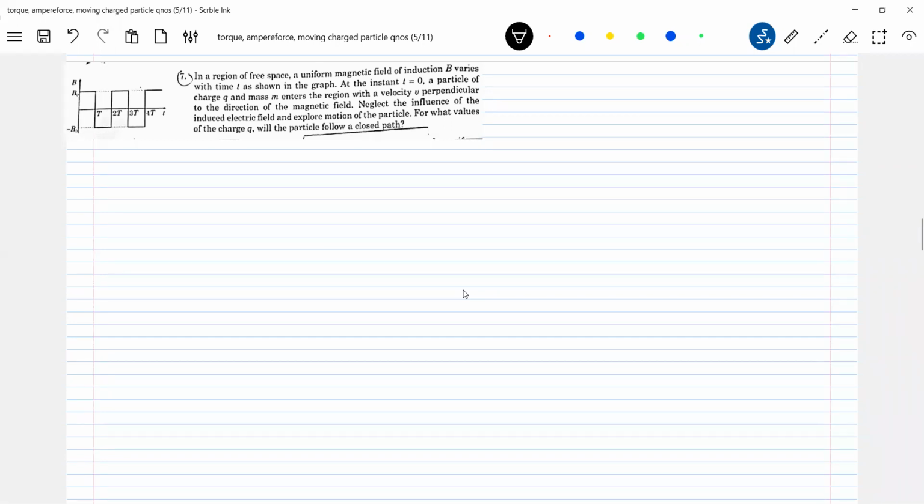Read the question. The magnetic field. The particle is entering perpendicular to the direction of magnetic field and explore the motion. For what values of charge q will the particle follow a closed path?